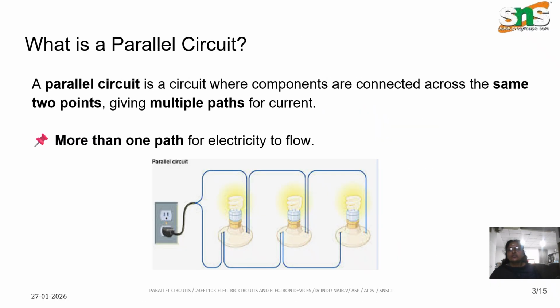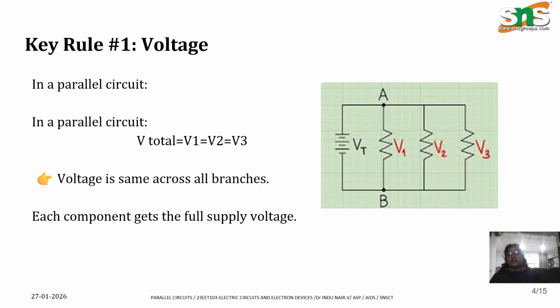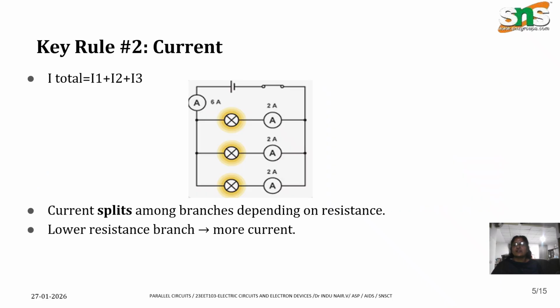Whereas in a parallel circuit, the components are connected across the same 2 points. Hence, voltage dropped will be the same across all the elements, and the current flow will be split as I1, I2 across each resistor. So in a parallel circuit, V total is equal to V1 equal to V2 equal to V3. So voltage is the same across all the branches. Each component gets the full supply voltage, whereas the current across each will be different.